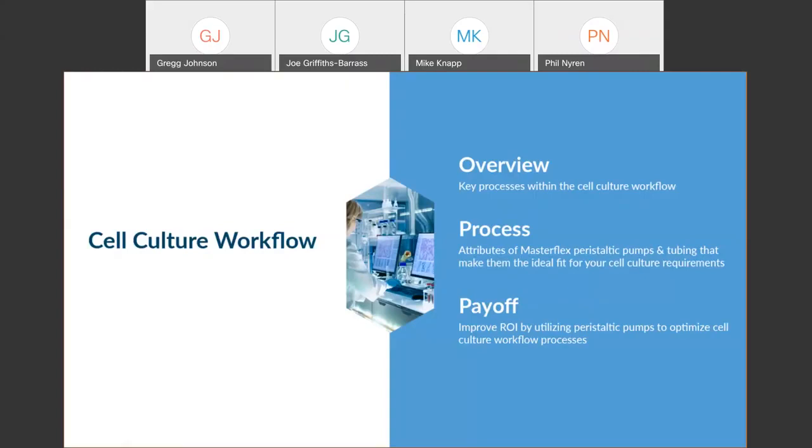We're going to cover 4 key processes that we found typically make up the cell culture workflow. This is where we're going to focus our time today. Secondly, we're going to review attributes of peristaltic, specifically Masterflex and Ismatec technology, that make them an ideal fit for cell culture applications. Finally, we're going to review how utilizing this technology will help improve the cell culture workflow. Let's get started.